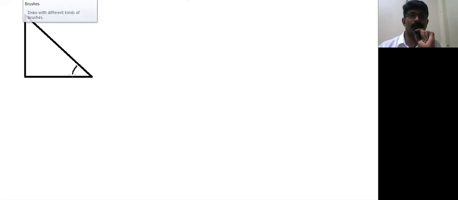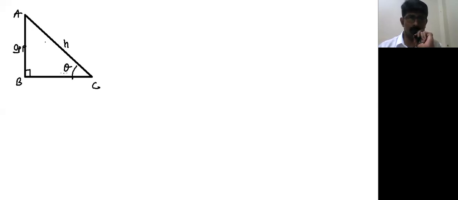Let me take a quick recap of what we learned in the last class. We started with a right angle triangle. Then we took one angle as theta. We named it triangle ABC and took angle B as 90 degrees. The side opposite to this 90 degree angle is called the hypotenuse. The side opposite to theta is called the opposite side, abbreviated as O. And the side adjacent to theta is called the adjacent side, abbreviated as A.